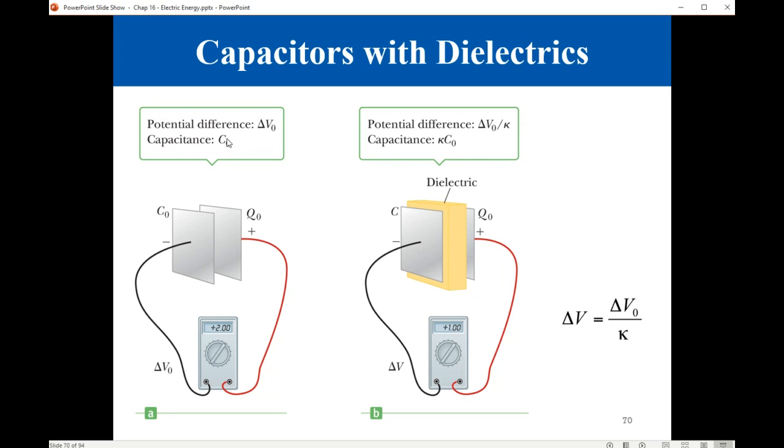So C naught is the capacitance when the medium between the two plates was vacuum or air. And now, after inserting the dielectric, the new capacitance is kappa C naught. Kappa is always greater than 1.